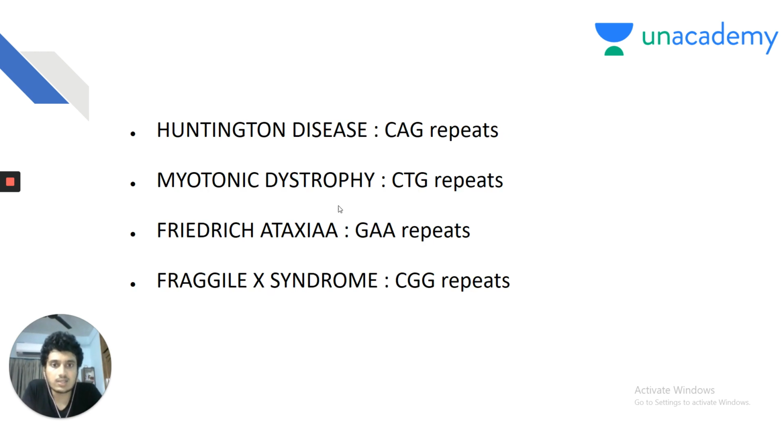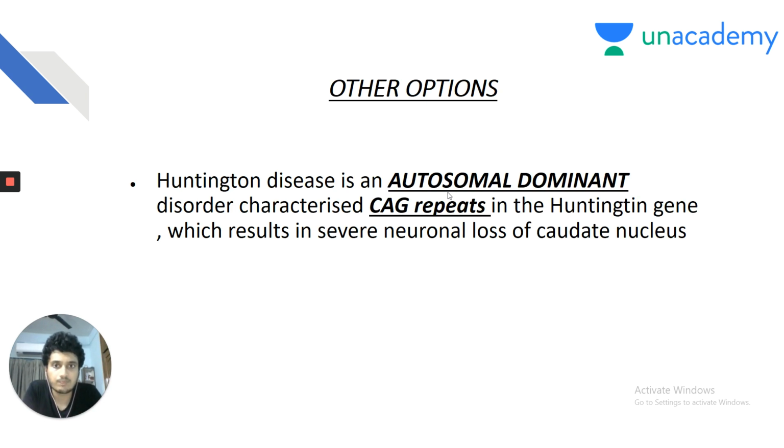So Huntington's chorea is CAG repeats, myotonic dystrophy type 1 is CTG repeats, Friedreich's ataxia is GAA repeats, and Fragile X syndrome is CGG repeats. All these start with C and end with G. They are present in the non-coding regions, while Friedreich's ataxia GAA repeats are present in the coding region.